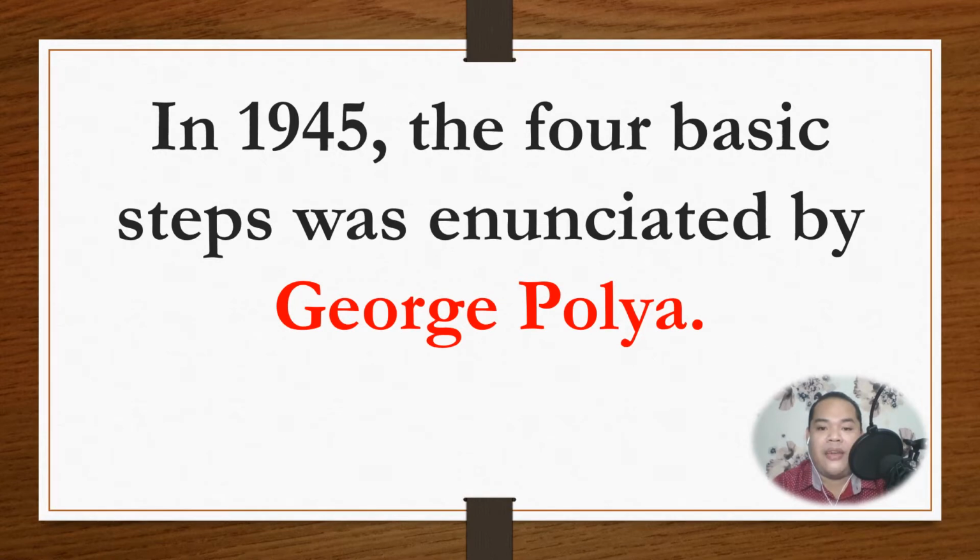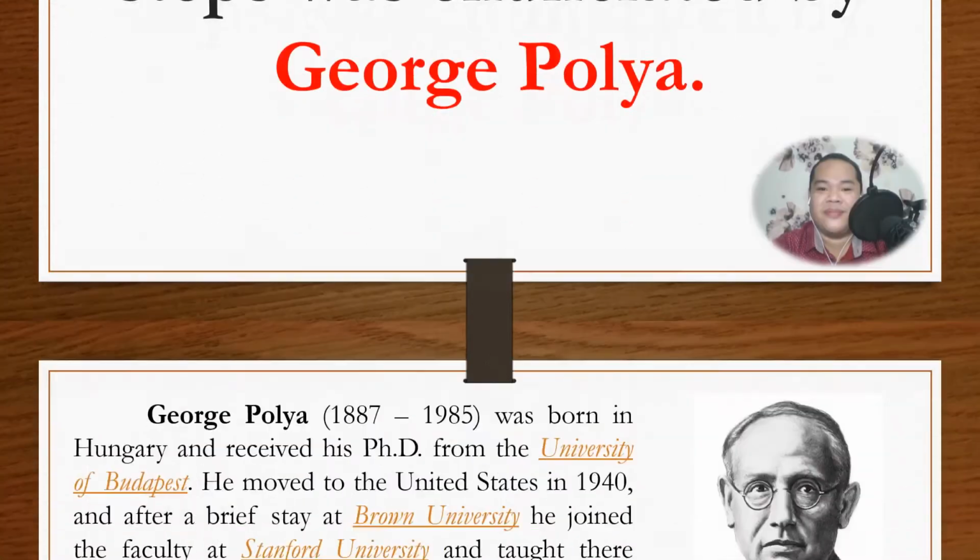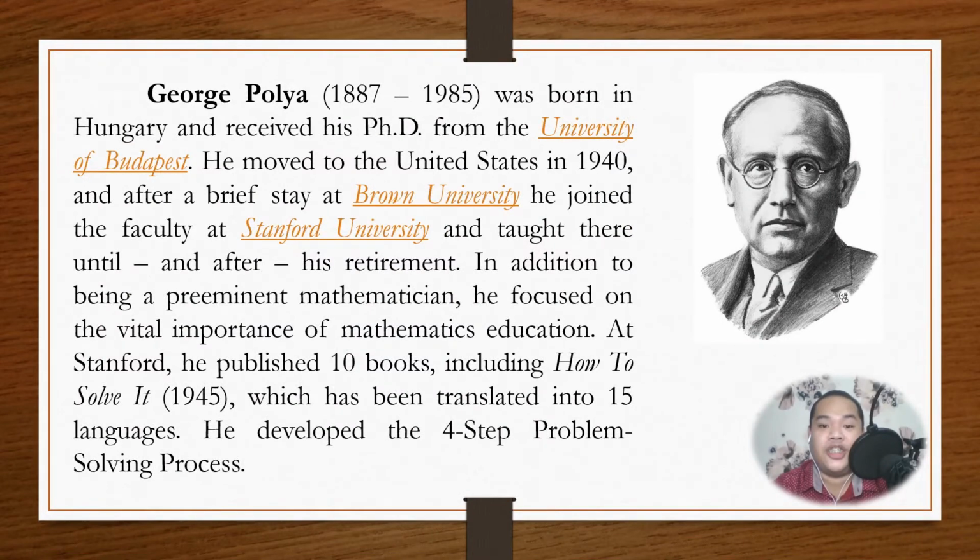In 1945, the four basic steps were enunciated by George Polya. So who is George Polya then? George Polya was born in Hungary and received his PhD from the University of Budapest. He moved to the United States in 1940, and after a brief stay at Brown University, he joined the faculty at Stanford University and taught there until and after his retirement.